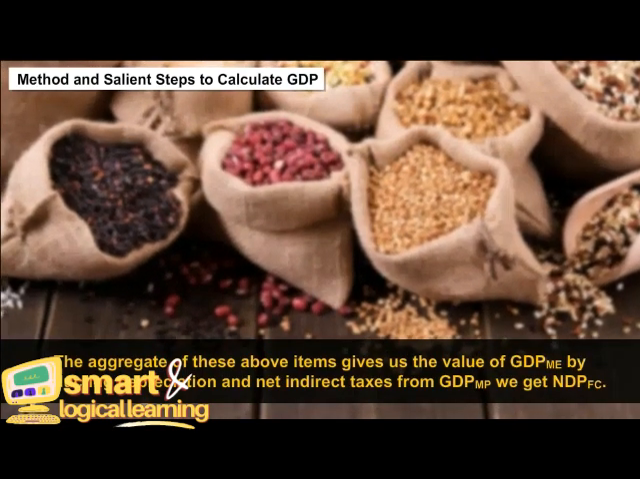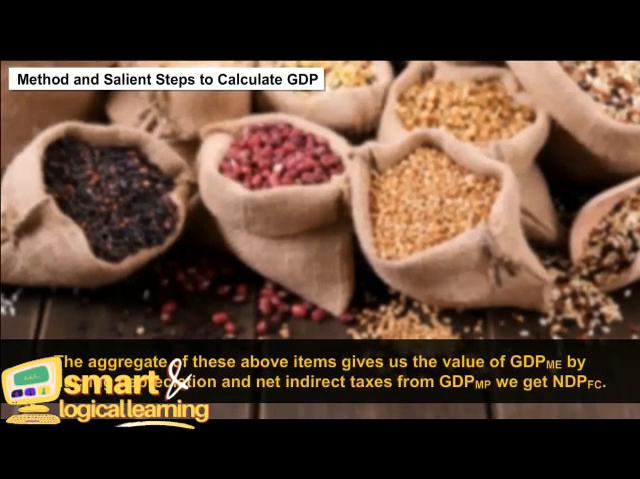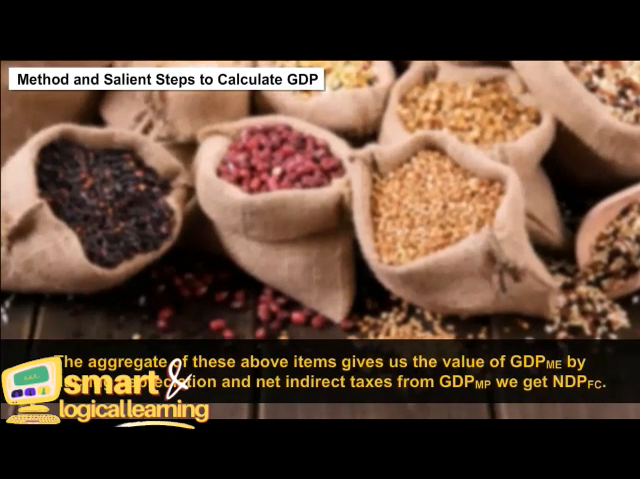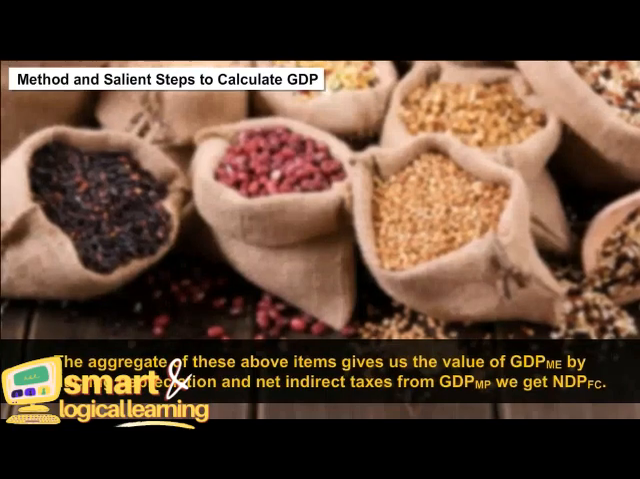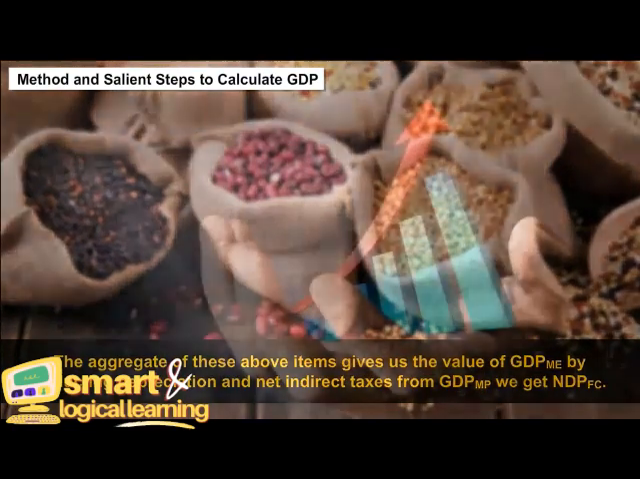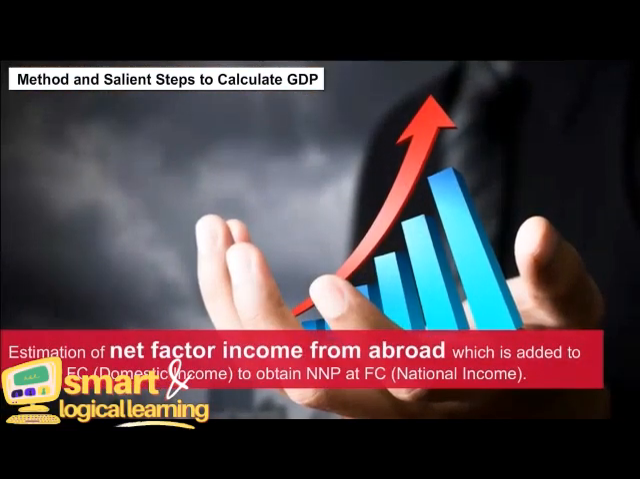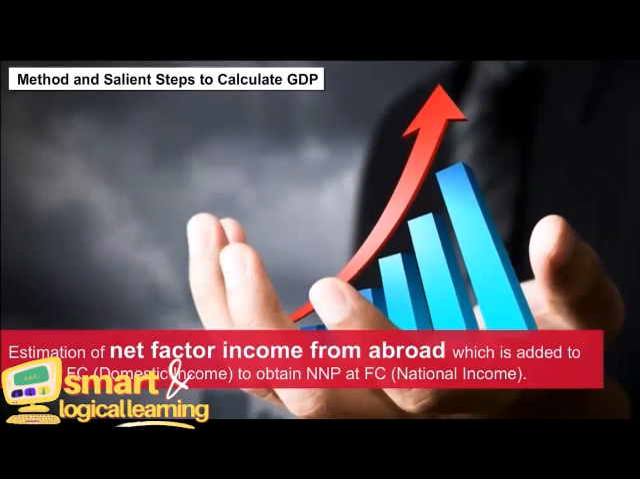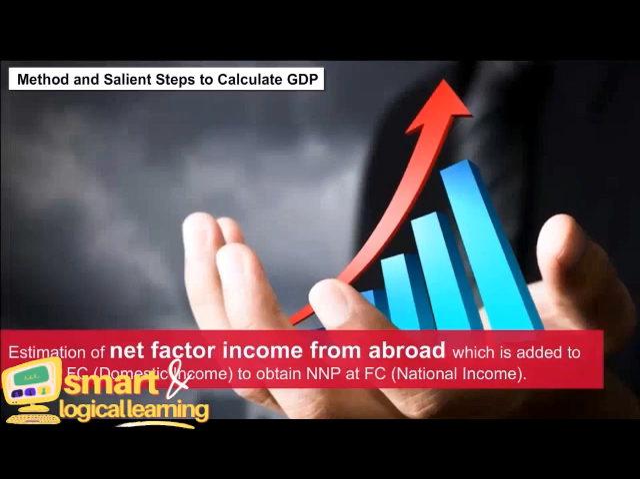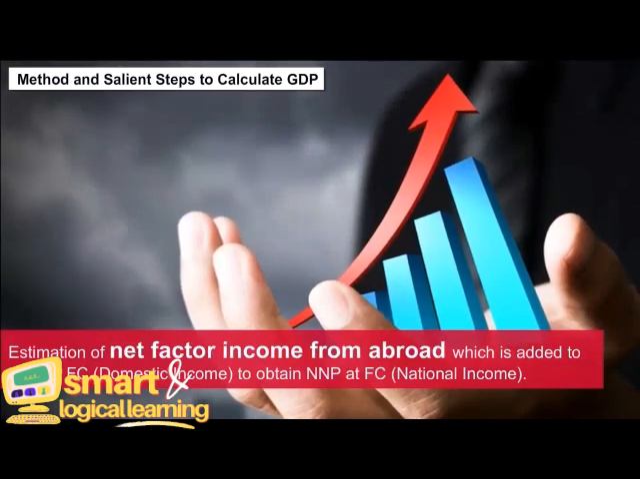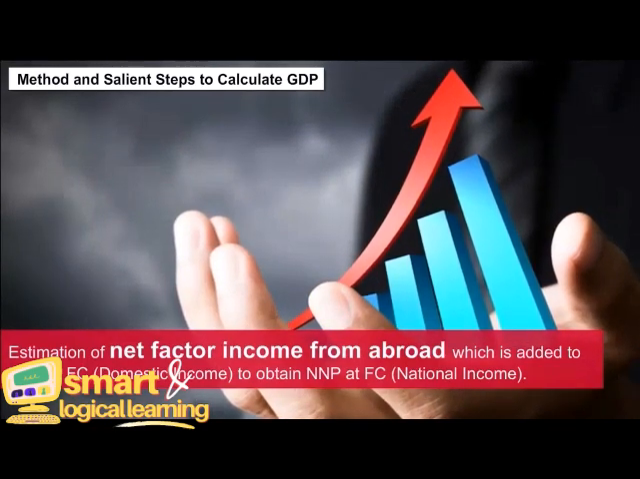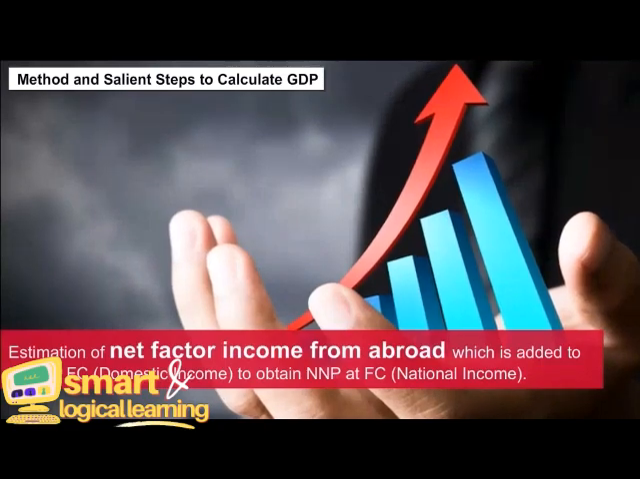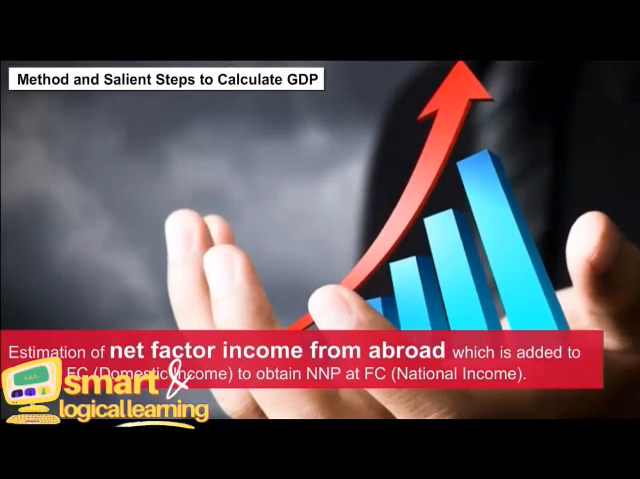3. The aggregate of these above items gives us the value of GDP at MP. By deducting depreciation and net indirect taxes from GDP at MP, we get NDP at FC. 4. Estimation of net factor income from abroad, which is added to NDP at FC, domestic income, to obtain NNP at FC, national income.